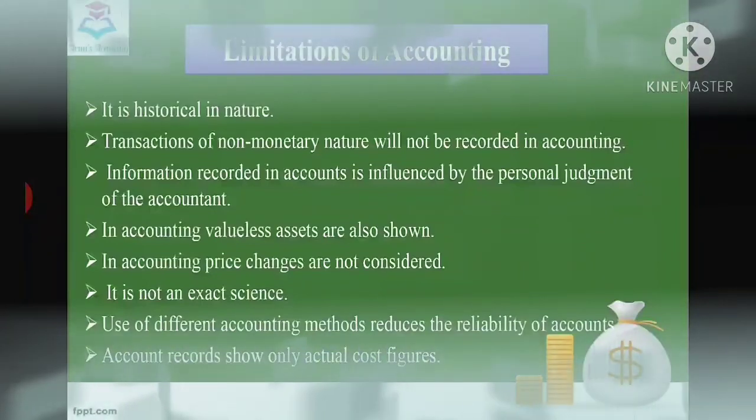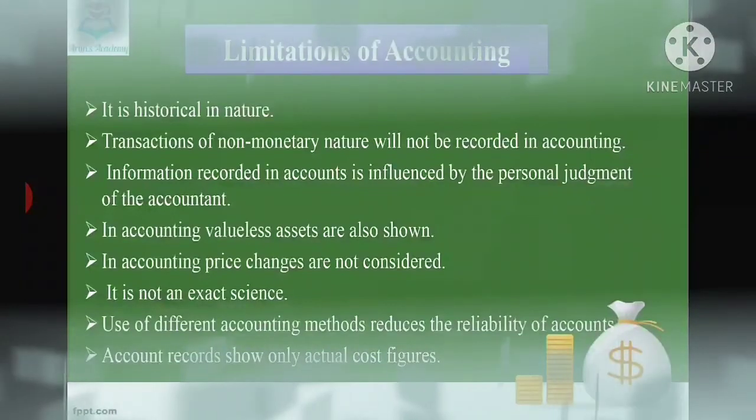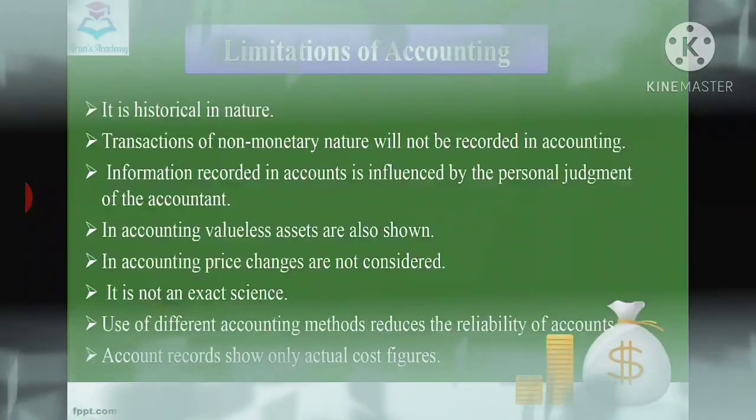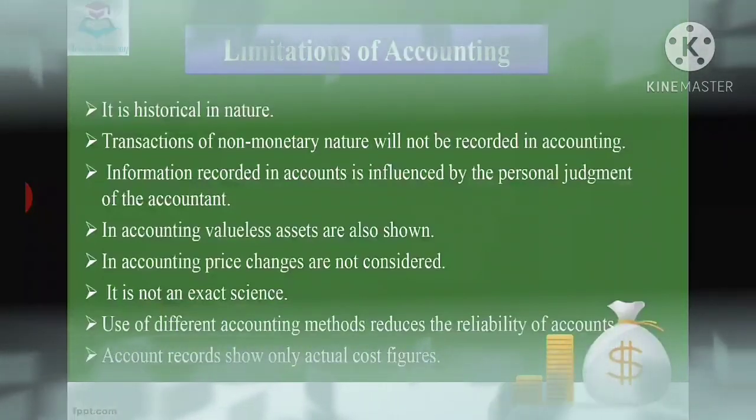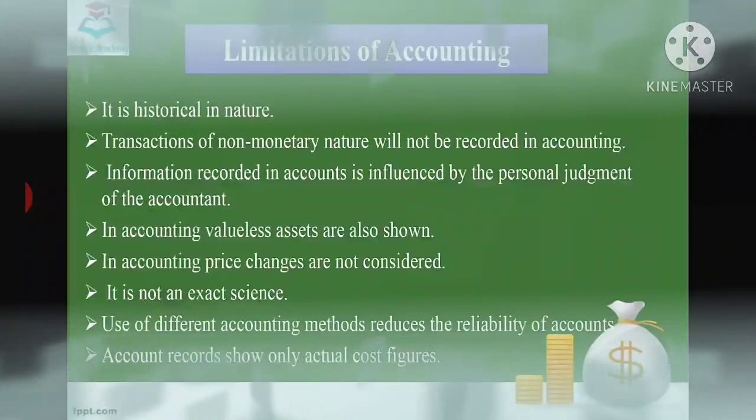It is not an exact science. So accounting is not an exact science. We can make any frauds or errors as per our knowledge. According to our knowledge, we can commit any kind of fraud, errors, or loopholes in the accounts. We can maintain the accounts in whatever way we want.